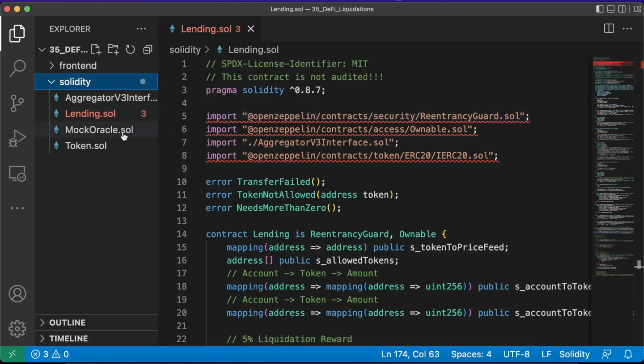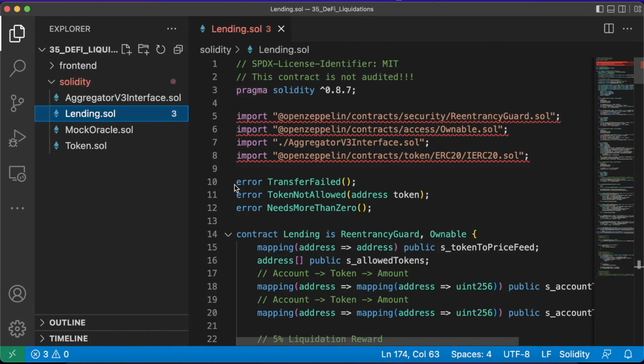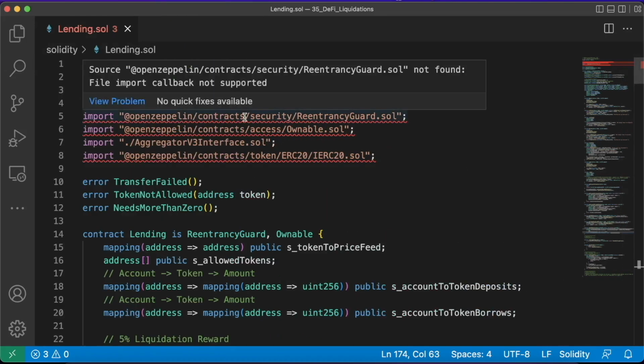We have a mock oracle because, remember, each lending platform relies on an oracle service, and also a token contract, because when we do a little demo, we will need some tokens to work with our lending platform. Also, we have this interface that allows us to work with our oracle through the lending platform. So we start by here.